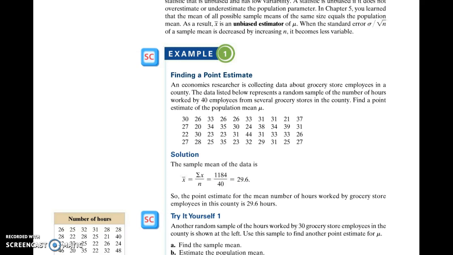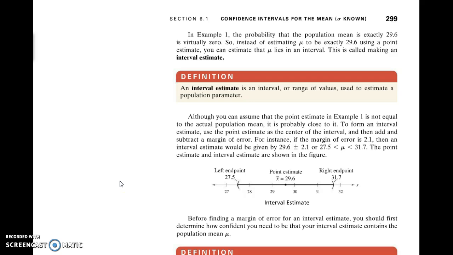Now, the chances that our point estimate is exactly right is virtually 0% chance. Depending on what sample you take, every single sample is going to have a different mean. So you're going to get a different point estimate for every single sample. And the chances that it's the exact right number that matches up with the population mean, virtually 0%. So rather than just get a single number and use a point estimate, we often like to make an interval estimate. And that's where the whole idea of confidence intervals is going to come in.